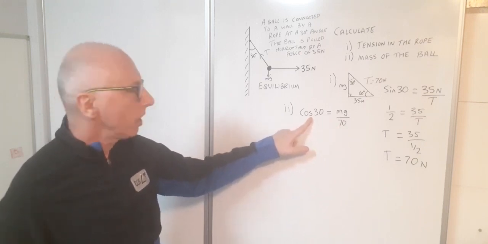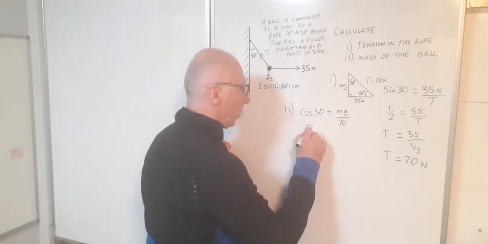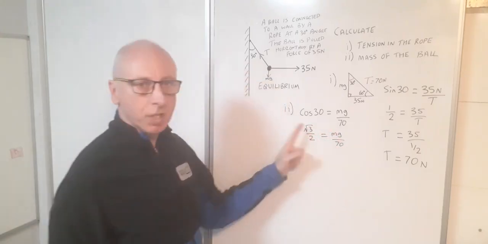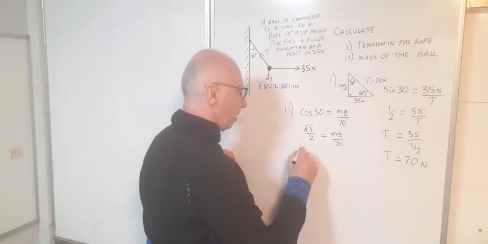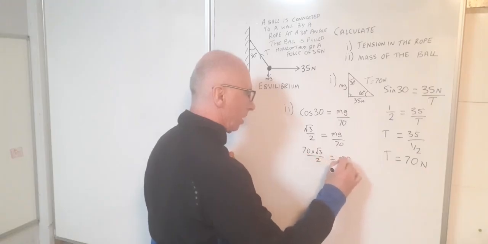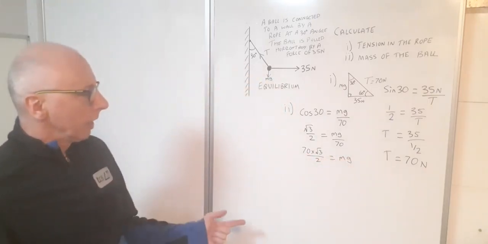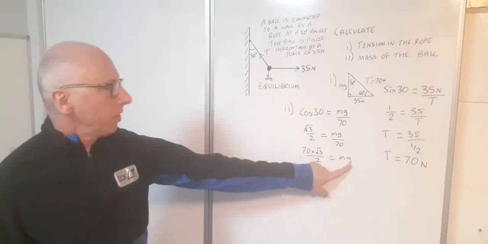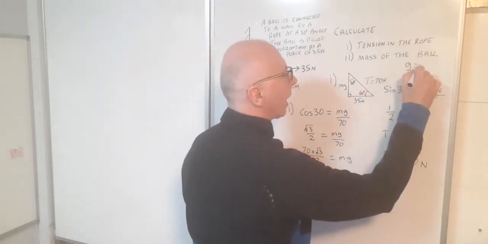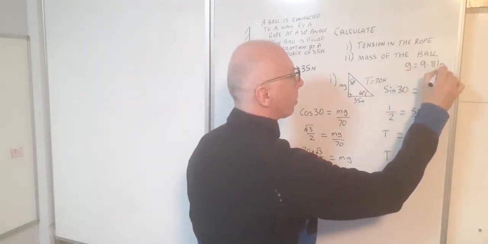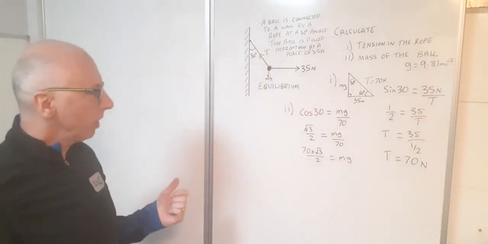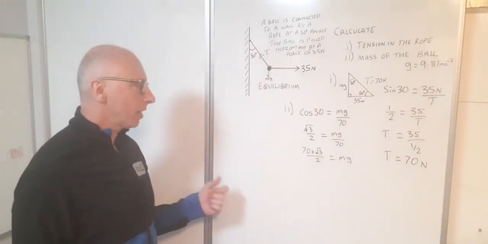Well, cosine of 30 is root 3 over 2. So let's just put that in there first, and then multiply both sides by 70. So then I've got 70 times root 3 over 2 is mass times gravity. So gravity is my gravitational constant. So in this case, with this question here, I'm going to use 9.81. Some questions will give you 9.8. Sometimes I'll use 10, to try and make the question easier for the students to answer.